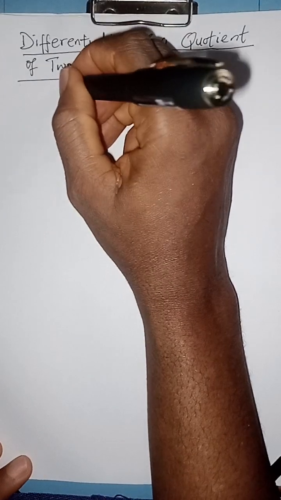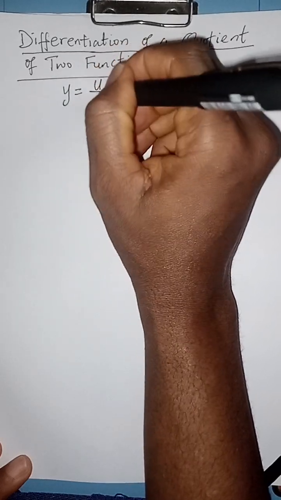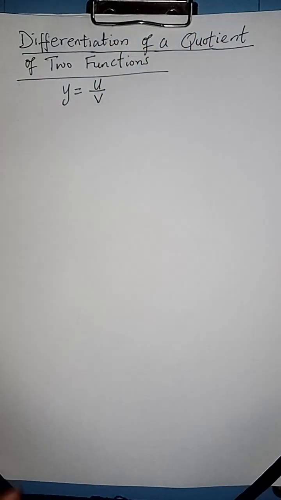Now let y be equal to u over v. So here you have the numerator part standing for one function, u, and the denominator standing for another function, v. Now, if I'm to differentiate this, what do I do?